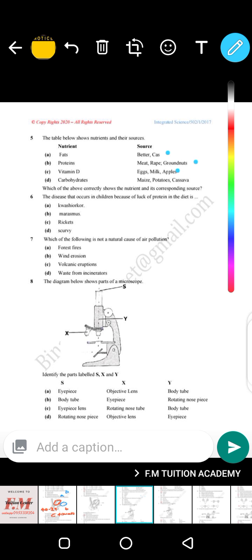Carbohydrates come from maize, potatoes, and cassava. So the answer here is D. So D is the answer for question 5.